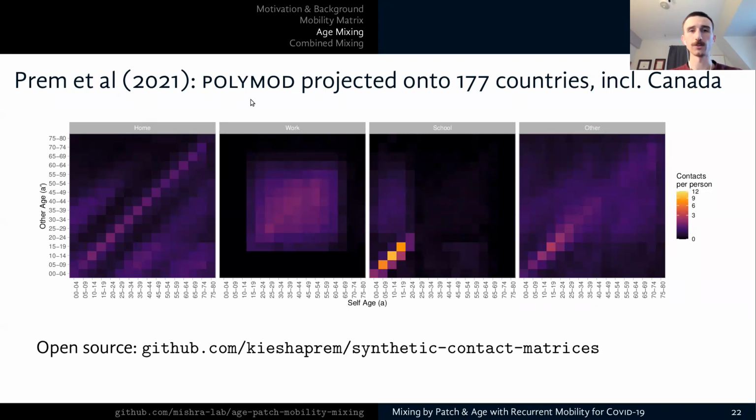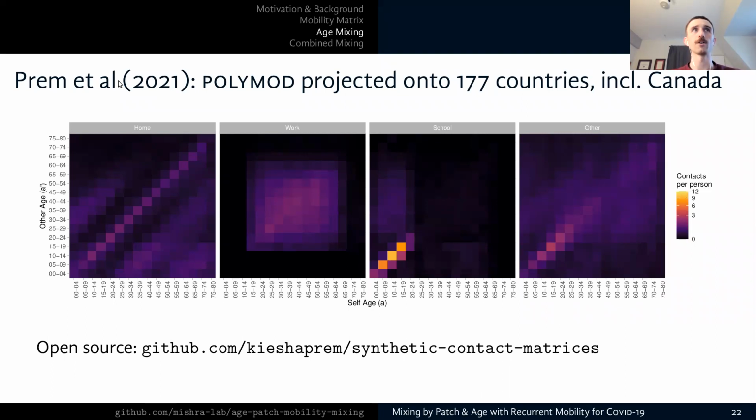So the Polymod study was published in 2008. For those of you not familiar with it, in 8 European countries, they asked people, how many contacts have you had on an average day? And stratified those by your age and that contact's age. And so they constructed matrices that roughly looked like this for these various countries. And also, they had all the demographic data of the respondents.